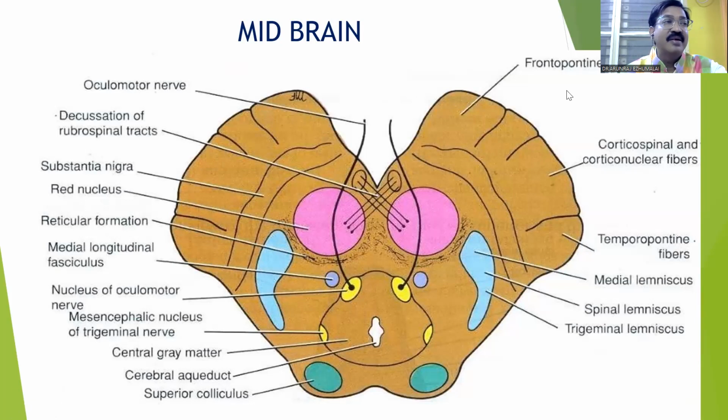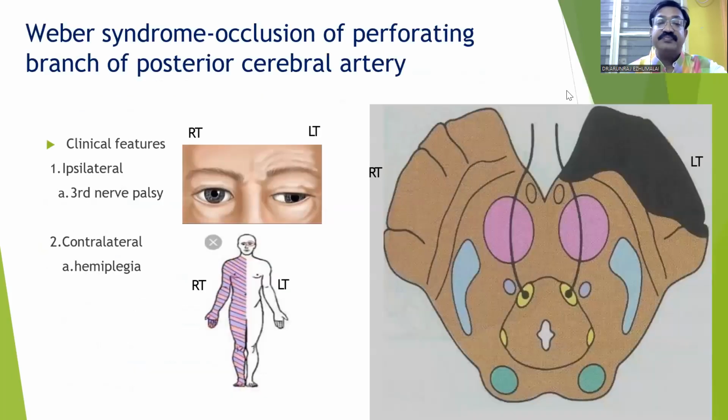Whenever there is a 9, 10, 11, 12 lower cranial palsy, you suspect medulla. Whenever the patient is having 5, 6, 7, 8 cranial palsy, you suspect pons. Whenever there is a 3rd nerve and 4th nerve involvement, you have to suspect midbrain. These are the things that will also be useful in localization.